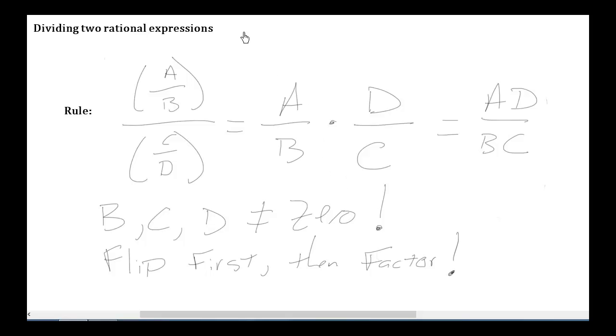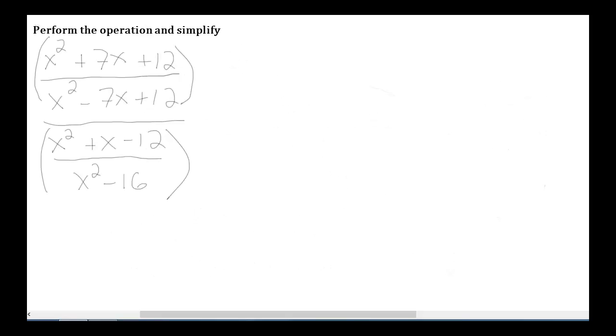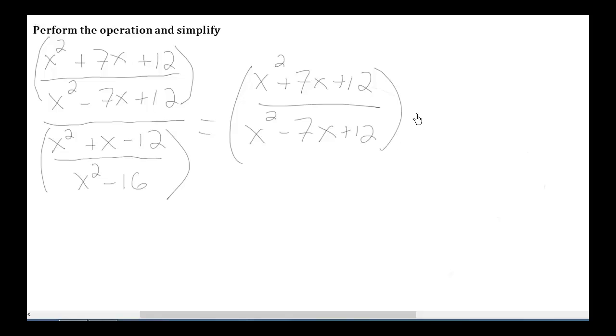Okay, let's take a look at an example. Perform the operation to simplify. Here's a rational expression. I got a polynomial over a polynomial, and I'm dividing by another rational expression. Remember, flip the bottom one first. So the first rational expression stays the same. I got an x squared plus 7x plus 12 over x squared minus 7x plus 12. Multiplication turns into division turns into multiplication as long as you flip that second one.